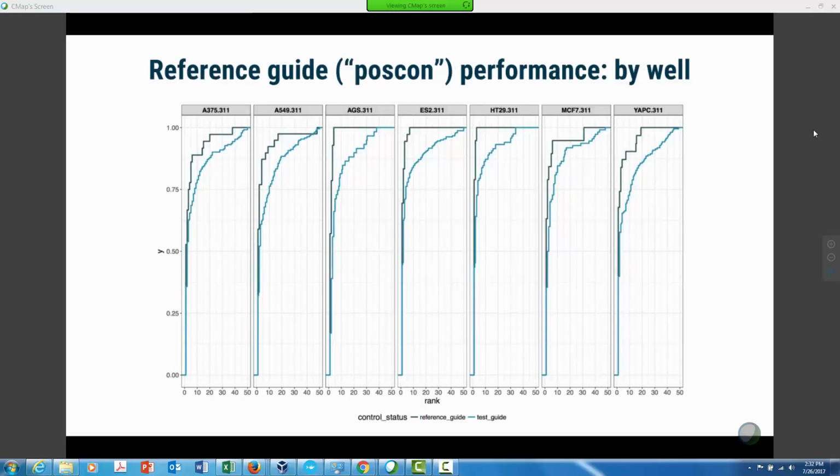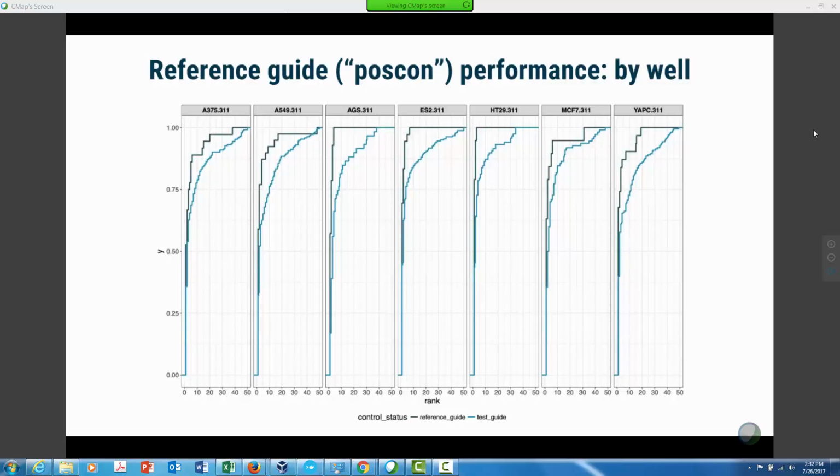So looking at knockout performance, here I've plotted our reference guides in the dark blue. Remember, these are the guides that we validated in our pilot experiments as being well-performing in our assays. And then the light blue lines represent knockout in our test guides. Again, remember that a rank of below 10 is what we generally consider to be good.